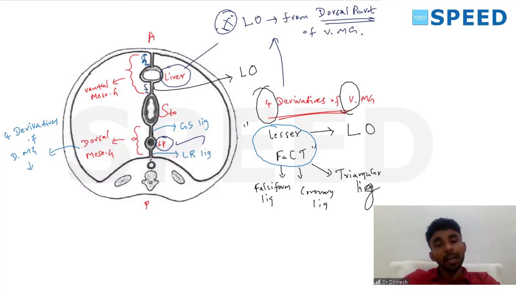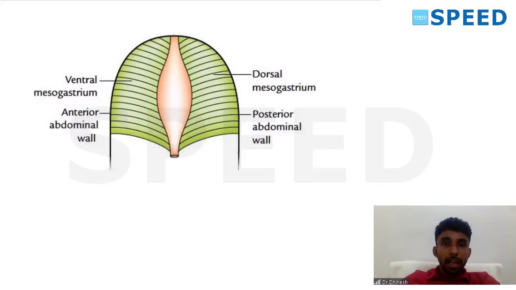Lienorenal ligament. So the four derivatives of the dorsal mesogastrium are: number 1, gastrosplenic ligament; number 2, lienorenal ligament; number 3, gastrophrenic ligament extending from stomach to the diaphragm; and another one is a large peritoneal fold hanging downwards from the greater curvature of the stomach, called, yes, greater omentum. Right? Yes. So this diagram is actually a sagittal section.